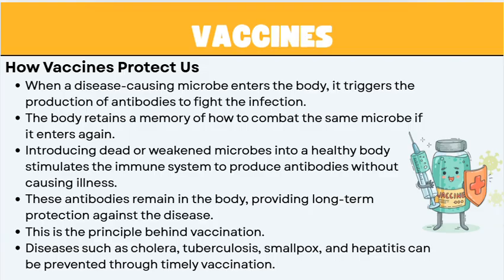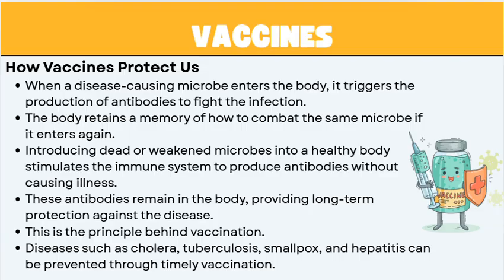Next, we move to vaccines. How do vaccines protect us? Have you ever wondered? Have you ever thought about the process? Let us look at it. When a disease causing microbe enters a body, the vaccines will trigger the production of antibodies to fight the infection.